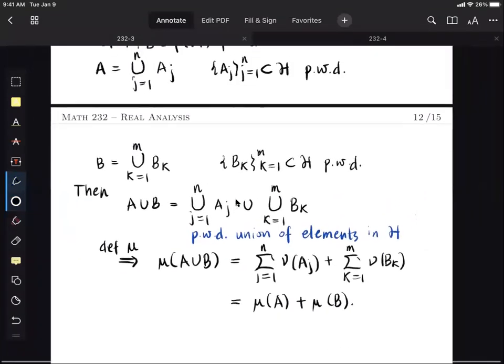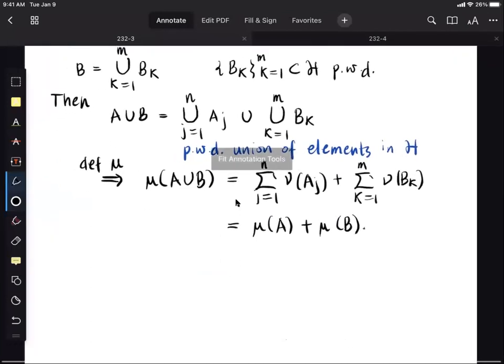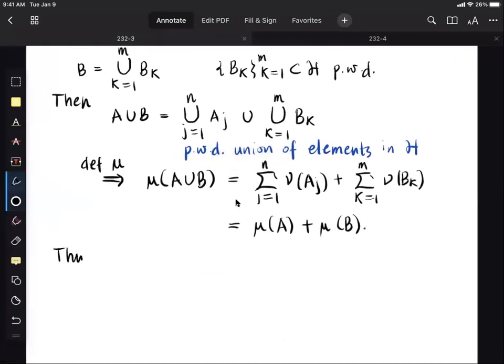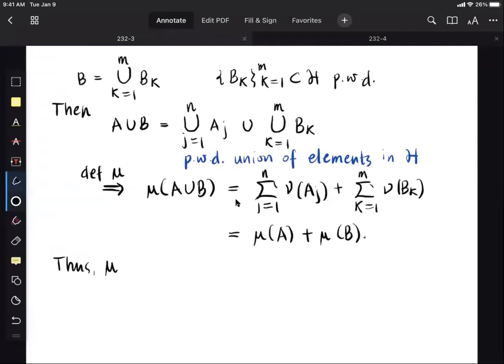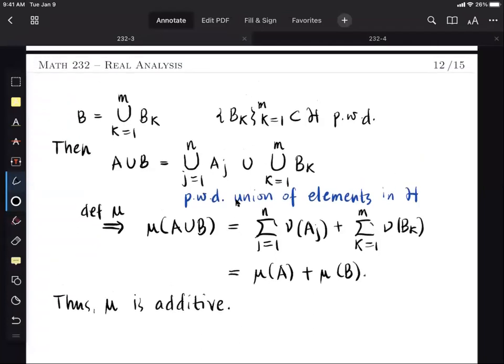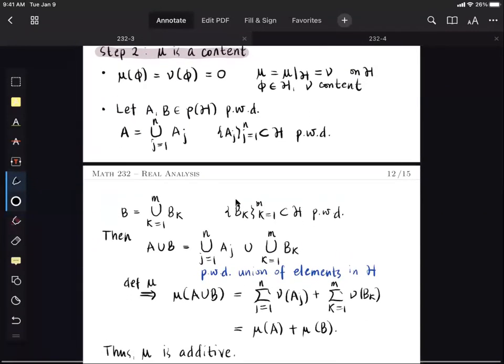Okay. So this implies that mu is additive, meaning that if the sets are pairwise disjoint, then the mu of the union is equal to the sum of the values under mu. Hence, we have verified that indeed mu is a content.